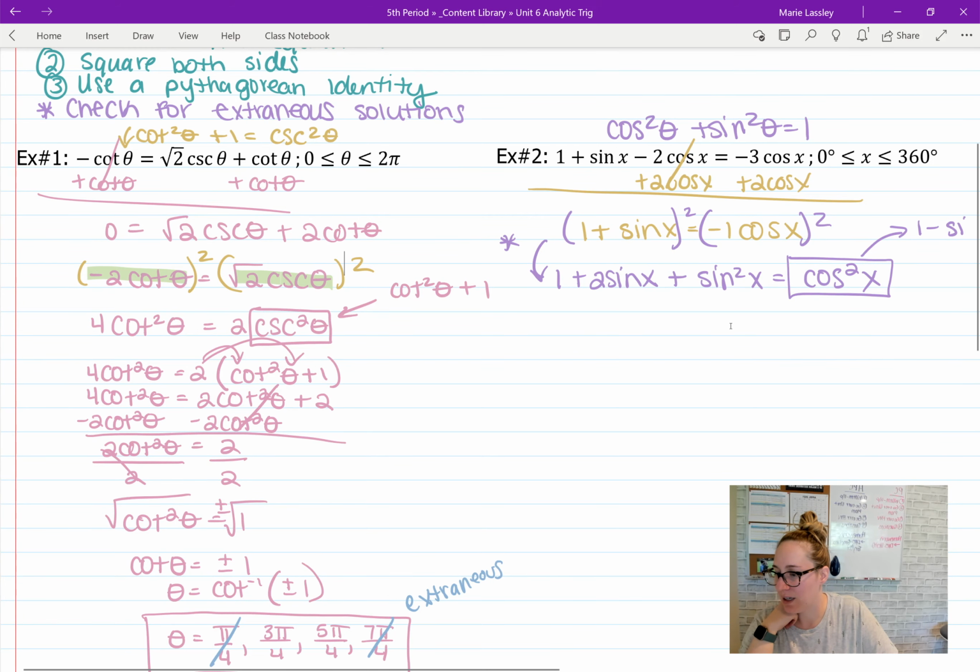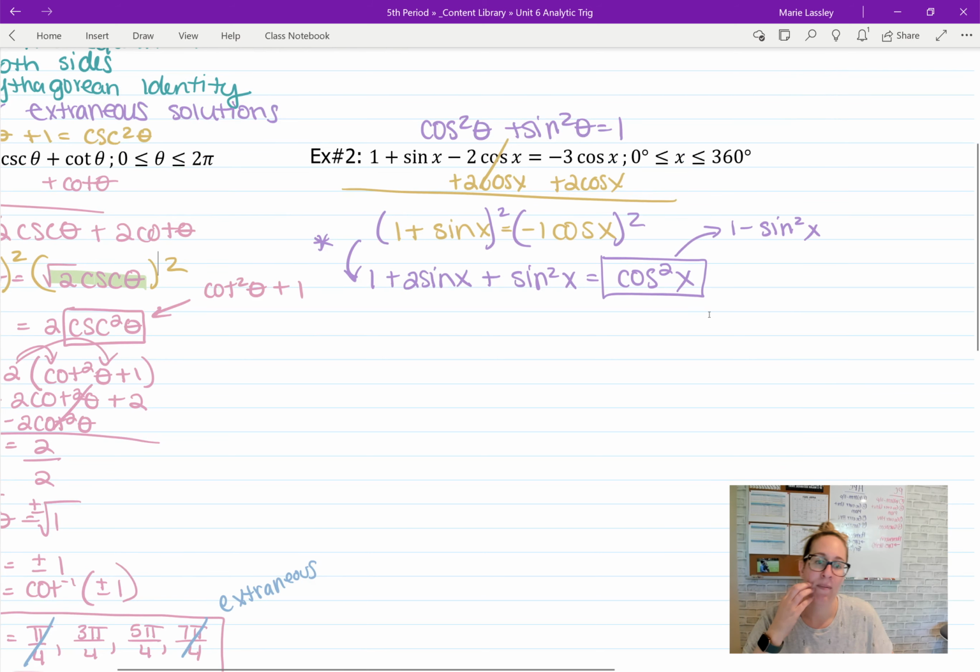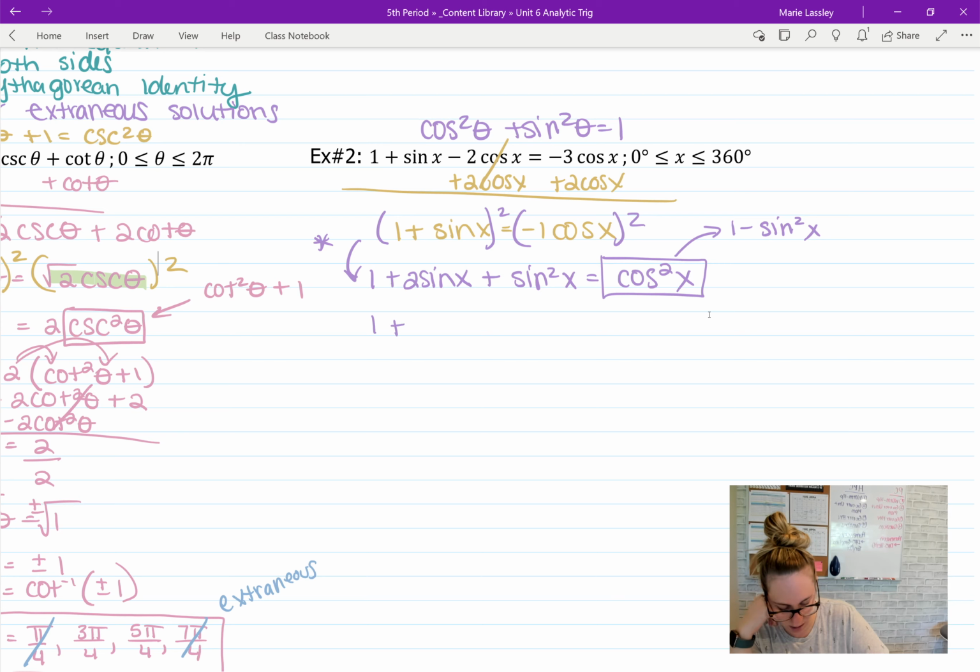Scroll to the side a little bit. Okay, so that's what I'm going to do. I'm just going to rewrite: 1 plus 2 sine x plus sine squared x equals 1 minus sine squared x. Now I'm going to move everything to one side and start solving for x. So subtract 1 on both sides and add sine squared.